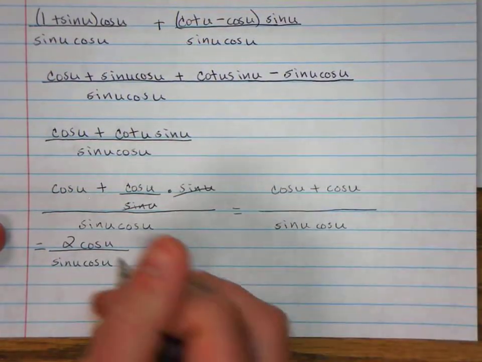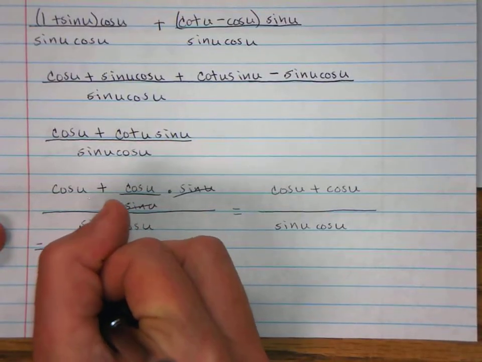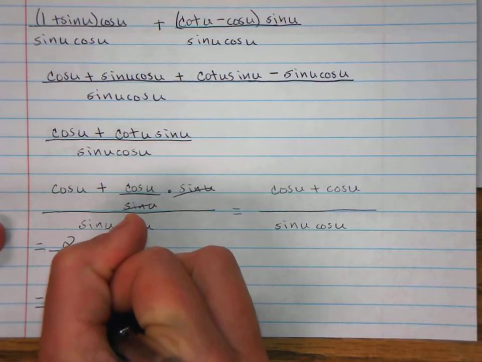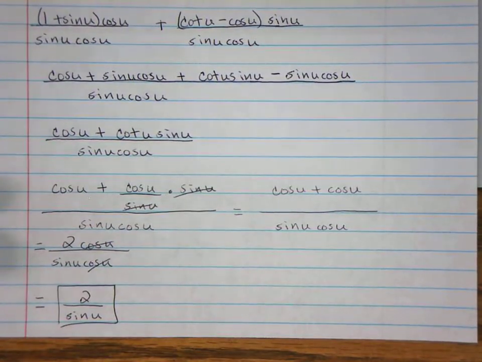And hopefully you'll see here now I can reduce by 1 cosine. And my final answer to this is 2 over sine of u. So it kind of started out looking a lot more complicated than that, but you're able to simplify it all the way down to that. So that's example 1, part C.